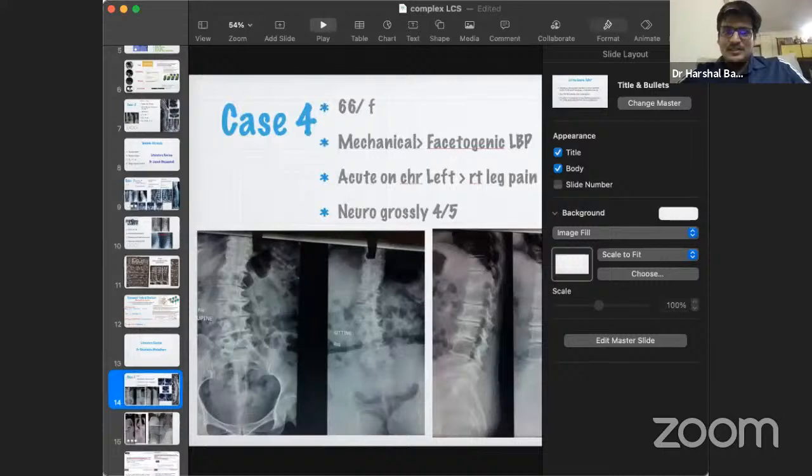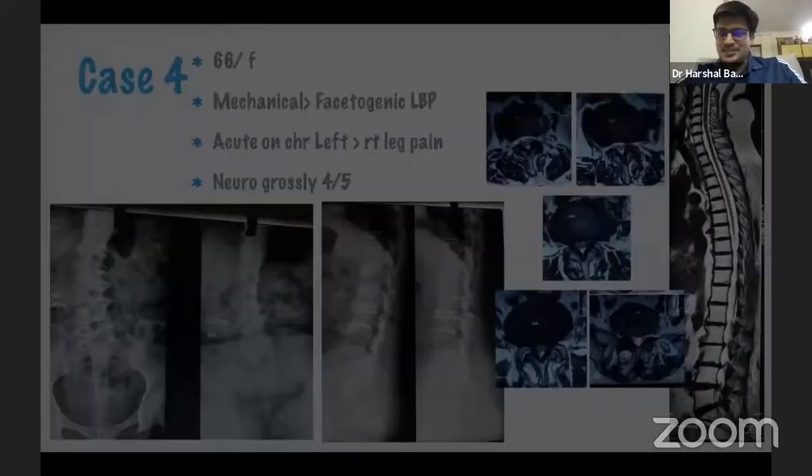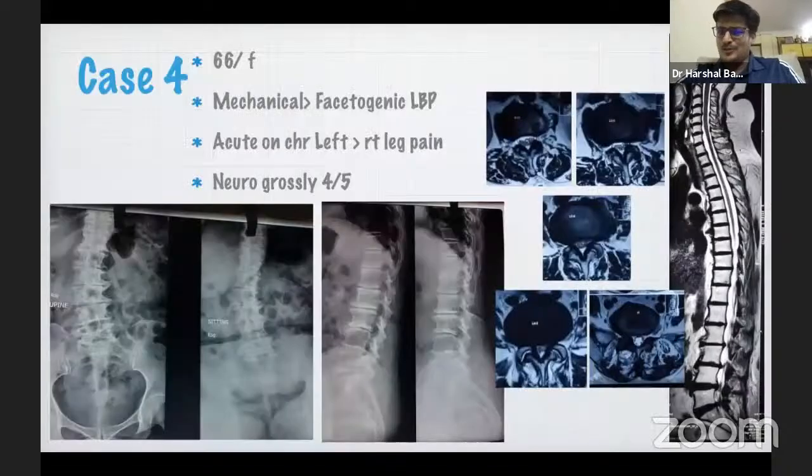This again is a 66-year-old female with chronic right lower limb pain. Neuro was grossly intact at around 4/5. There was a pain inhibition for her, and she came with these X-rays and MRIs with us.